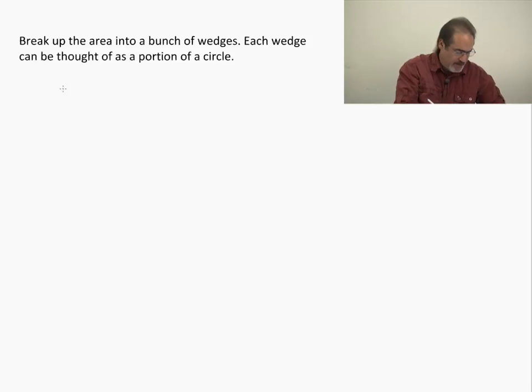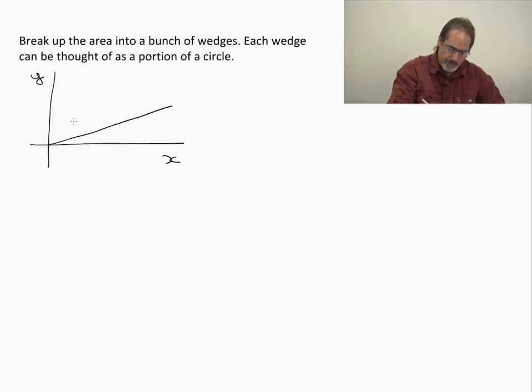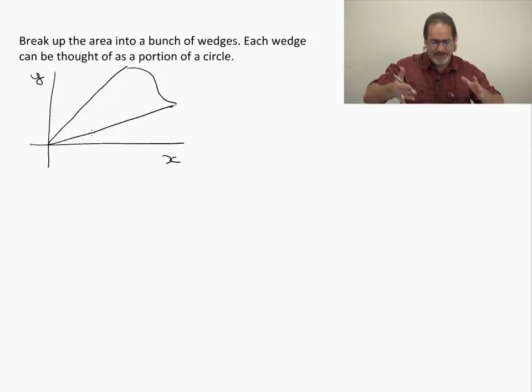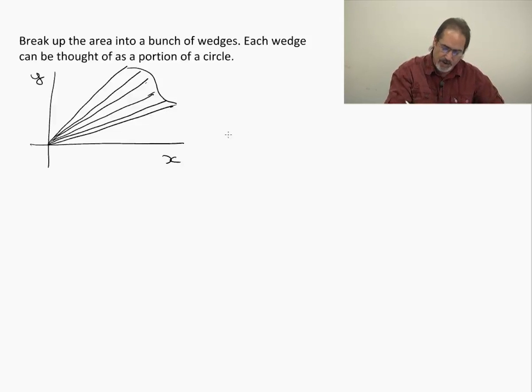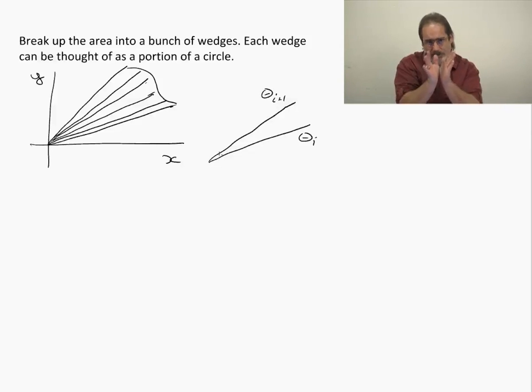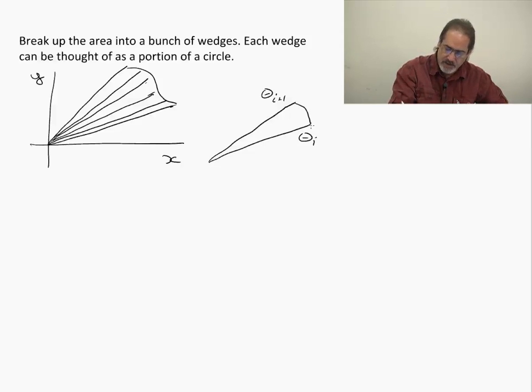What I want to do is think of this same piece, and we can't break this into rectangles, but we can break it up into little wedges. So if I break this up into a bunch of sufficiently small wedges, then if I take a look at any individual wedge, I'm going to say this is out to theta i, and this is out to theta i plus 1. If I make that wedge small enough, it's essentially a piece of a circle. But I have to make it pretty small.